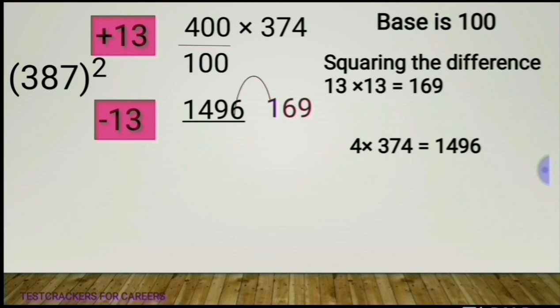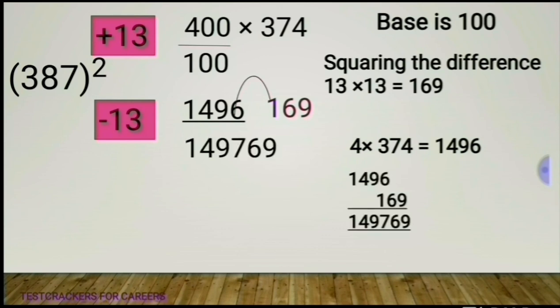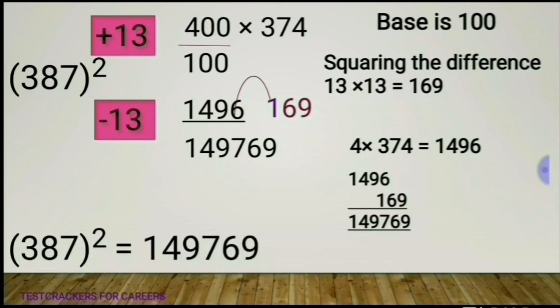We add 6 and 1. And we get 149769. 387 squared is equal to 149769.